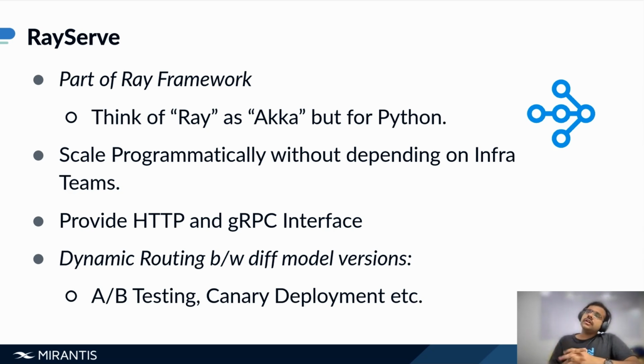So what is Ray? Ray is a distributed computation framework which is written in Python, but you can think of it as very similar to Akka, which exists in the Scala and Java ecosystem, but for Python. This allows you to scale programmatically without depending on infra teams. It gives you very nice interfaces to expose your models as HTTP or gRPC services. You can even do dynamic routing between multiple model versions, which allows you to do things like A/B testing, candidate deployment, etc.